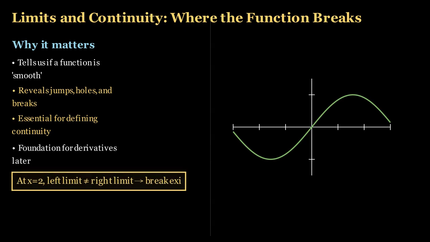This idea of a function being continuous, having no breaks, is the bedrock for everything that comes next in calculus, like finding the slope of a curve, because you can't find a slope at a broken edge. Let's see exactly how this works for our fractional part function at x equals 2.